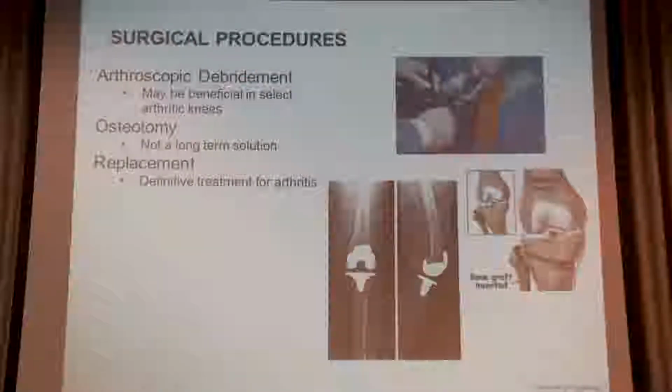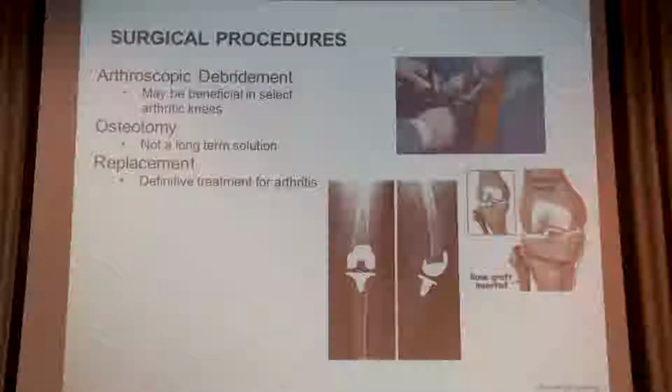The first one here is arthroscopic debridement, and that involves a scope and a camera, typically with some small incisions. This is a benefit in some arthritic knees, but not everybody is a candidate for it, as there's specific criteria that we use for that.